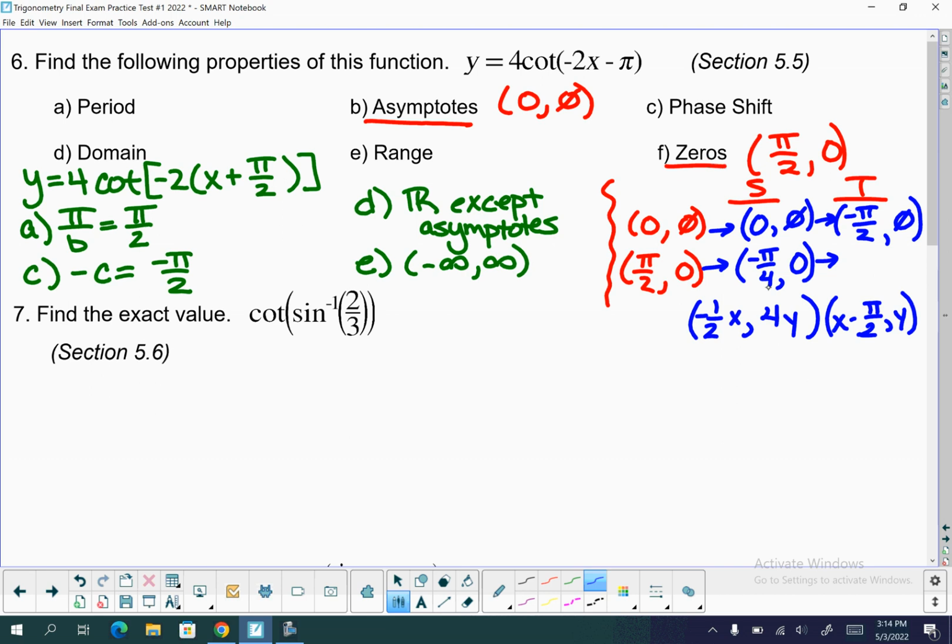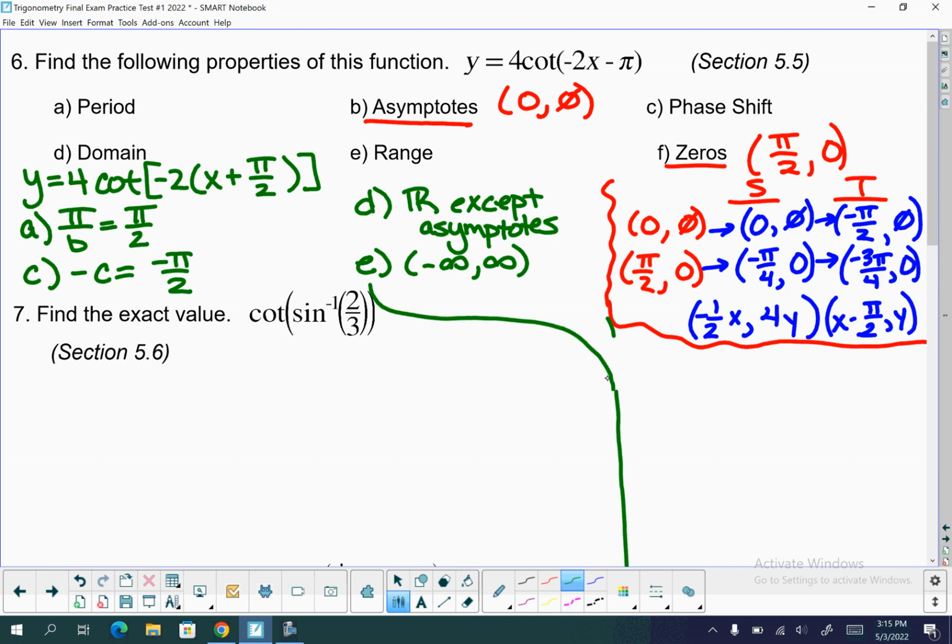If I do negative pi over 4 minus pi over 2, think of that like negative a fourth minus a half. It's a negative 3/4. My y is still 0. So that tells me, again, on the transformed function, I have a 0 at negative 3 pi over 4. So the answers can be written now, I'll do this down here so we have space. There we go. For part B and part F.